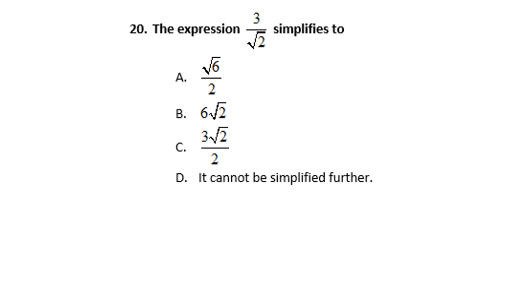Number 20. The expression 3 divided by the square root of 2 simplifies to A. Square root of 6 divided by 2, B. 6 times the square root of 2, C. 3 times the square root of 2 divided by 2, D. It cannot be simplified further.